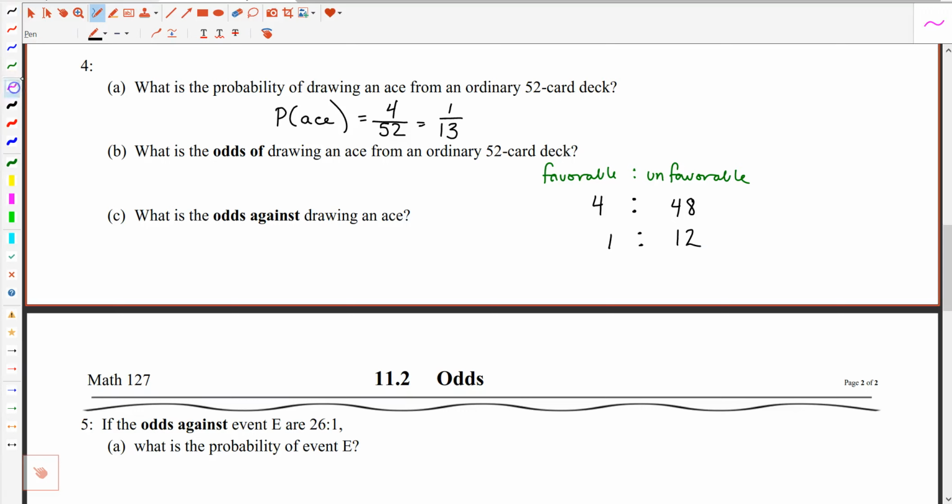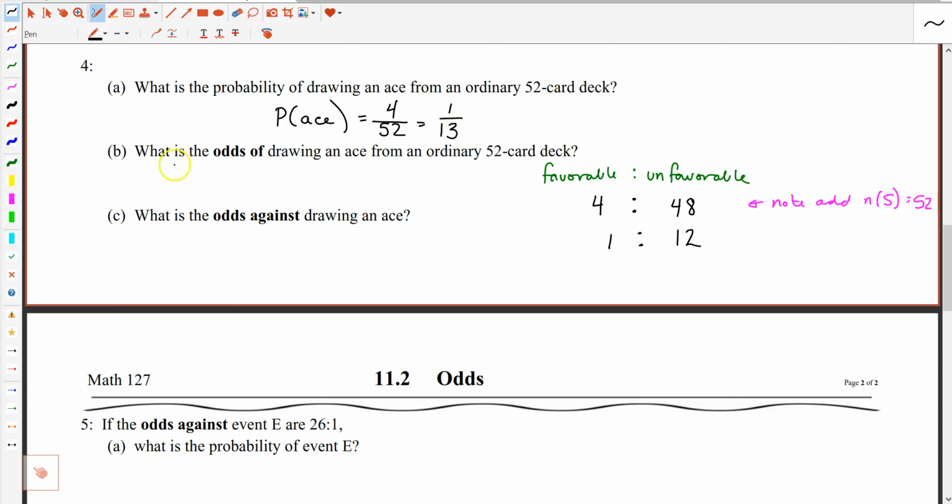Now I want you to notice right here, the 4 to 48, if you add those numbers up, note that they will add to the number of elements in your sample space, which is 52. So you've accounted for all of the cards either being an ace or not being an ace. And also notice in the simplified example, if you were to add those numbers up, they add to the denominator in your simplified fraction.